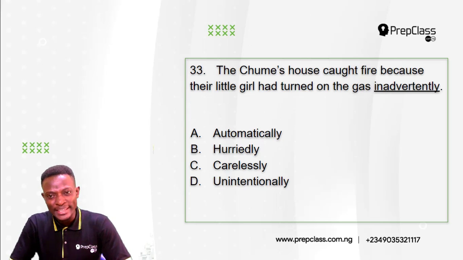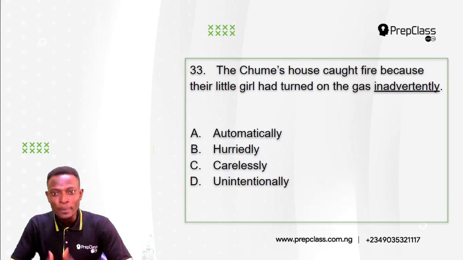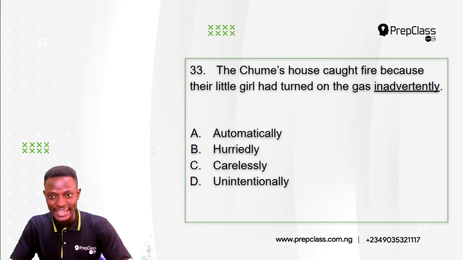Remember, we are expected to select the option that is the nearest in meaning to the underlined word. Question 33 reads, the Chume's house caught fire because their little girl had turned on the gas inadvertently. The underlined word here is inadvertently. So we have to select the option that is the nearest in meaning to inadvertently.